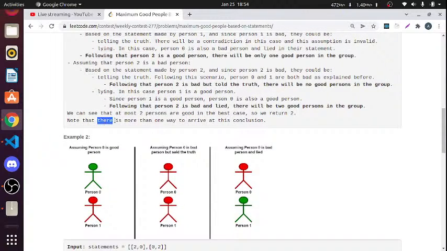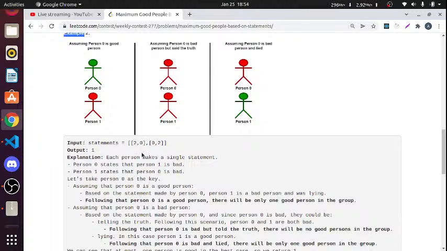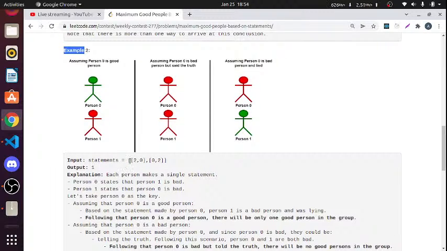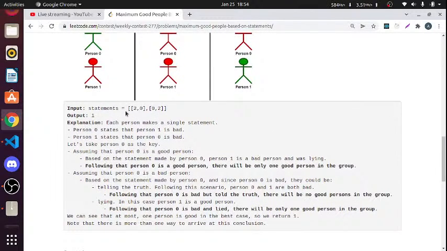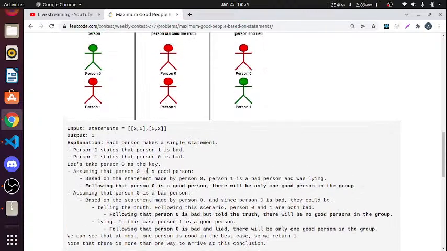Note that there is more than one way to arrive at that conclusion. Right. So suppose there are two persons. Person 0 stated that person 1 is bad, and person 2 is bad. Take person 0 as the key, so we are taking 0 as the key and making the assumption. So I think there are three conditions.